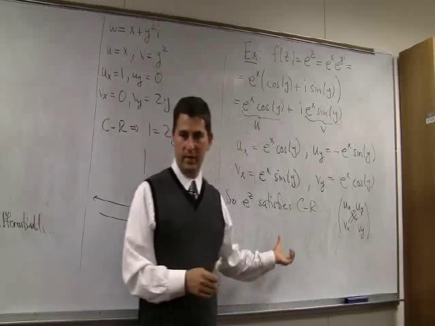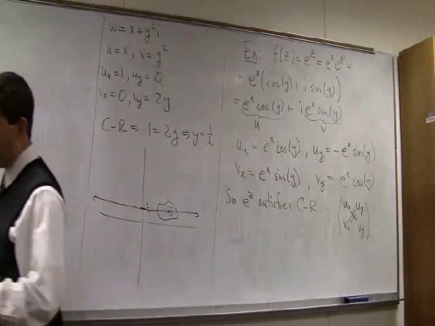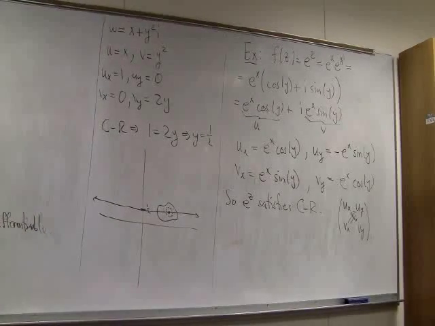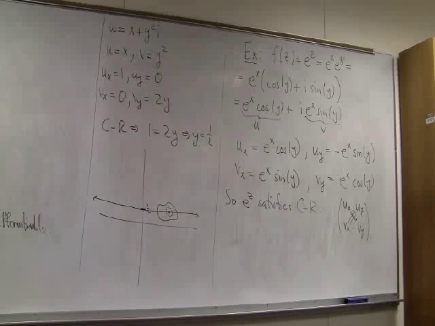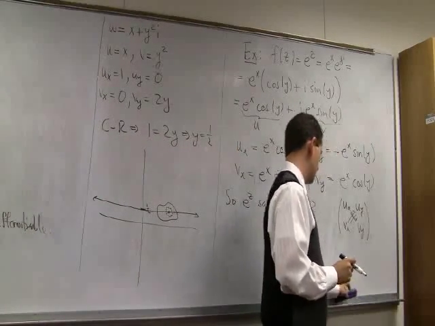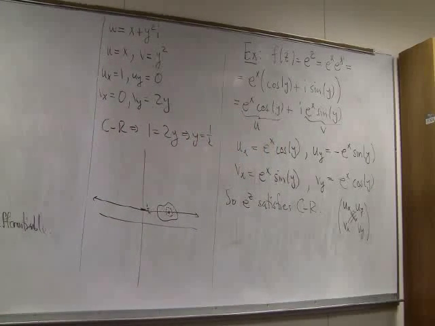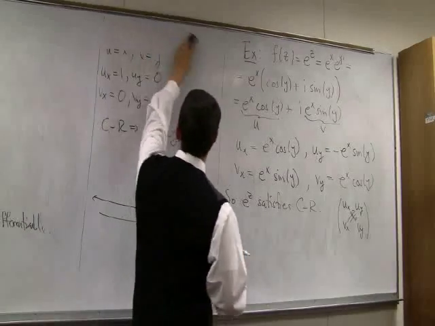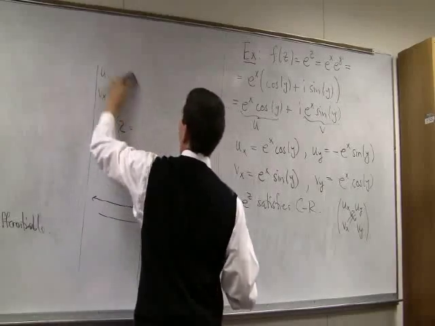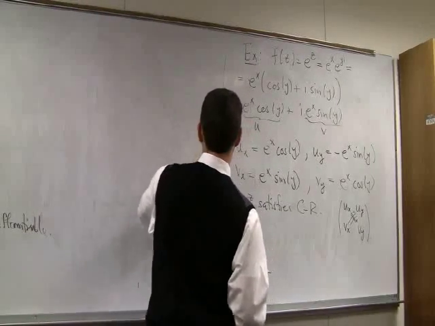Okay, now, does this tell you that e to the z is analytic? No, right? It just says it has a chance. So the answer to the question of what will be a sufficient condition, which I won't prove right now, I'll tell you one possible sufficient condition.